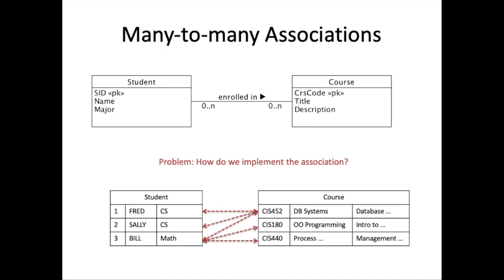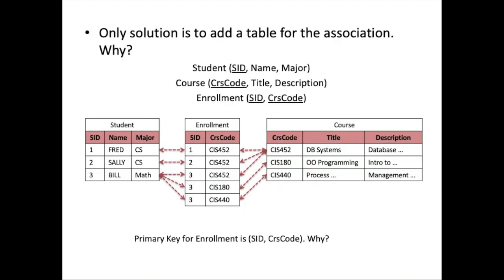I won't go through the argument as to why we can't store a student ID in the course table, but it's for exactly the same reason. It would mean that the information about each course would be duplicated in the database for every student that enrolls in that course. Okay, so that leaves us with only one possibility, which I gave away earlier. The only solution is to add a table for the association.